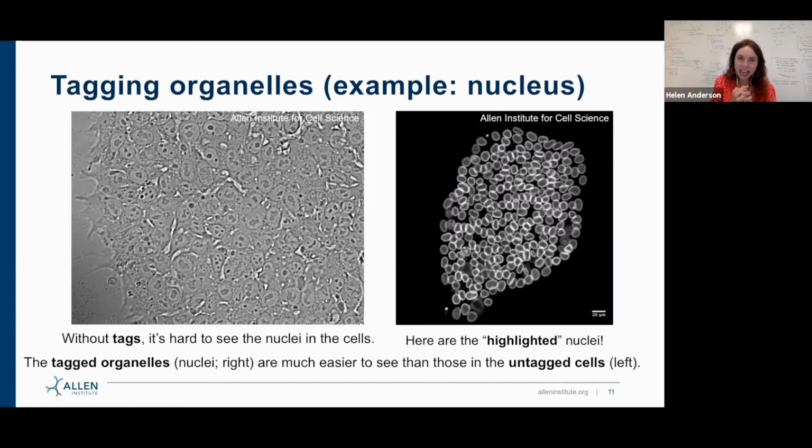Now, without tags, I can see the nuclei as kind of the darker gray spots within the individual cells, within the whole colony, but there's a lot going on and it's kind of messy and hard to see. Meanwhile, in the image on the right, we're looking at the tagged nuclei. So the scientists here at the Allen Institute went through the process that I described before.